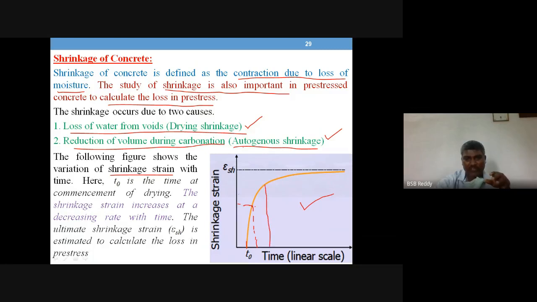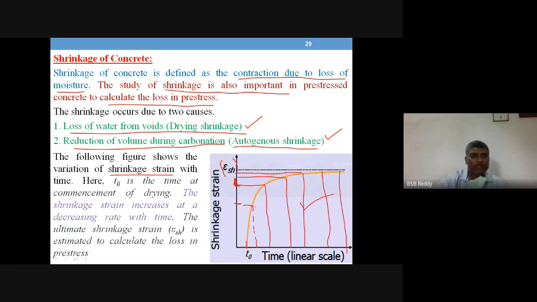And after some time, this is the strain value. Later on, as time progresses, this increase in strain is reduced. See here, this is the increase, this is the increase, and further, if you take any later time, the strain is almost constant, whether after 1 day, 10 days, or 1 month. Likewise, the strain is becoming constant.